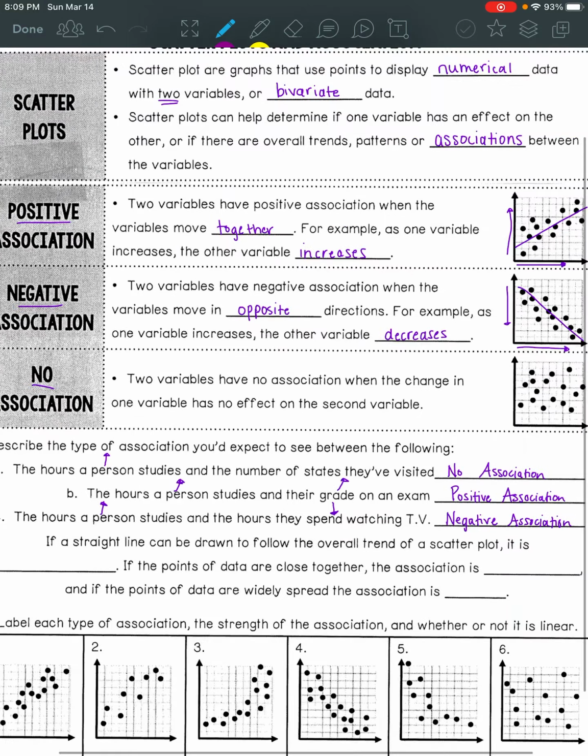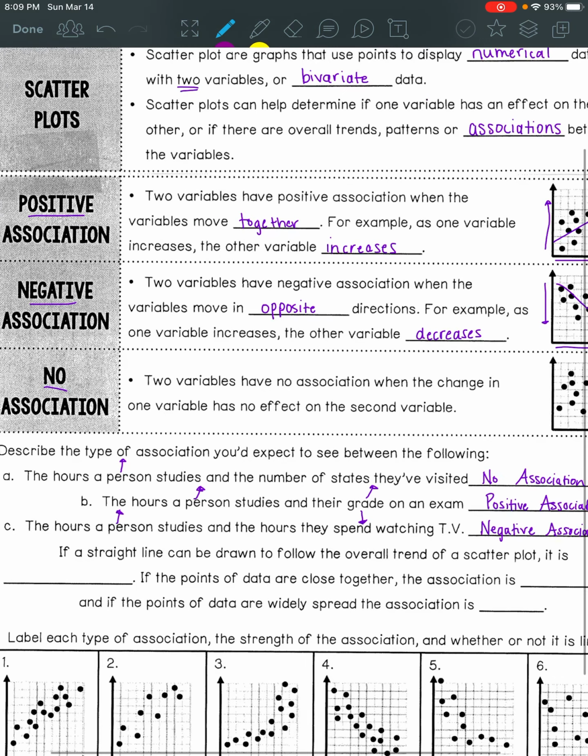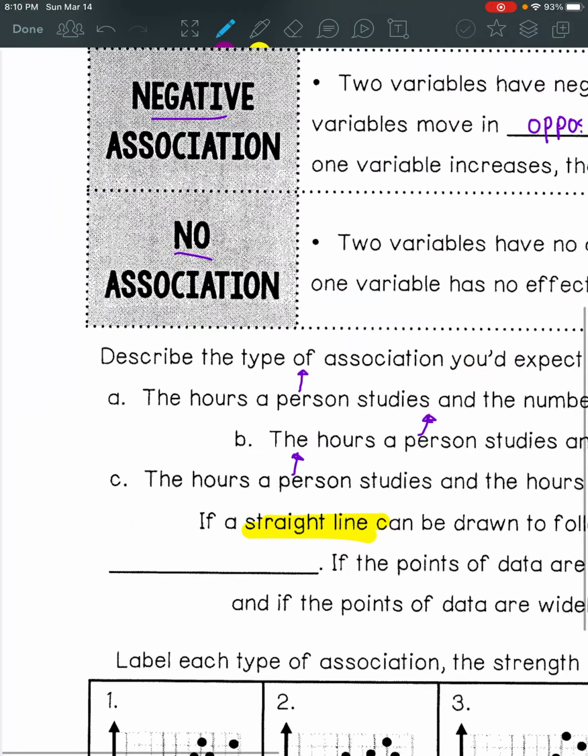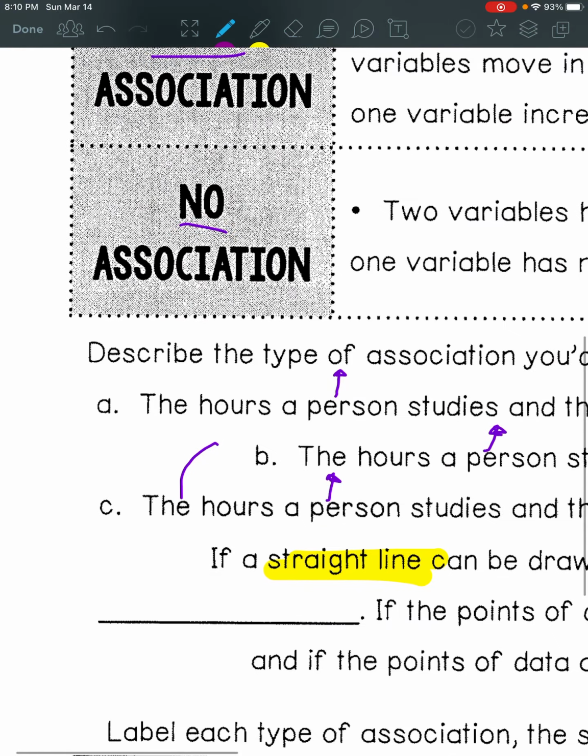Okay? Now, if a straight line can be drawn to follow the overall trend of a scatter plot, a straight line, then we call this a linear association.